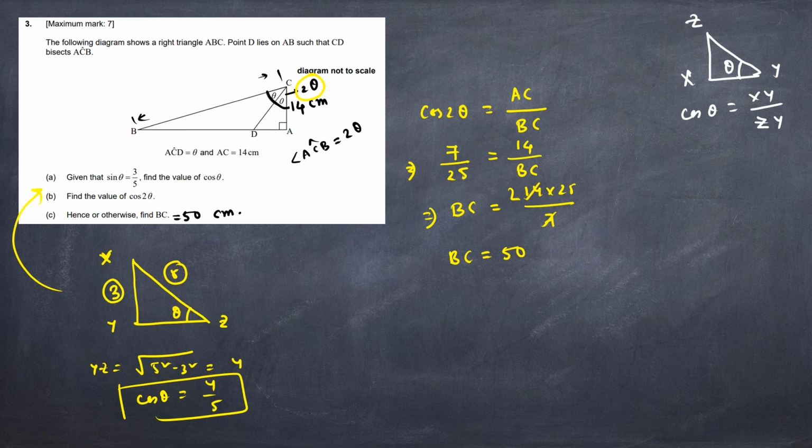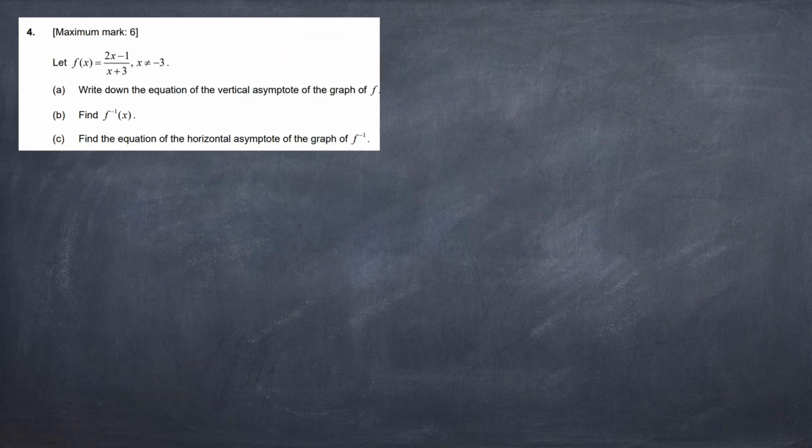Now we will move towards the fourth problem or fourth question. Here one function is given. This is a rational function, and we must write down the equation of the vertical asymptote of the graph of f. This is a very simple question.